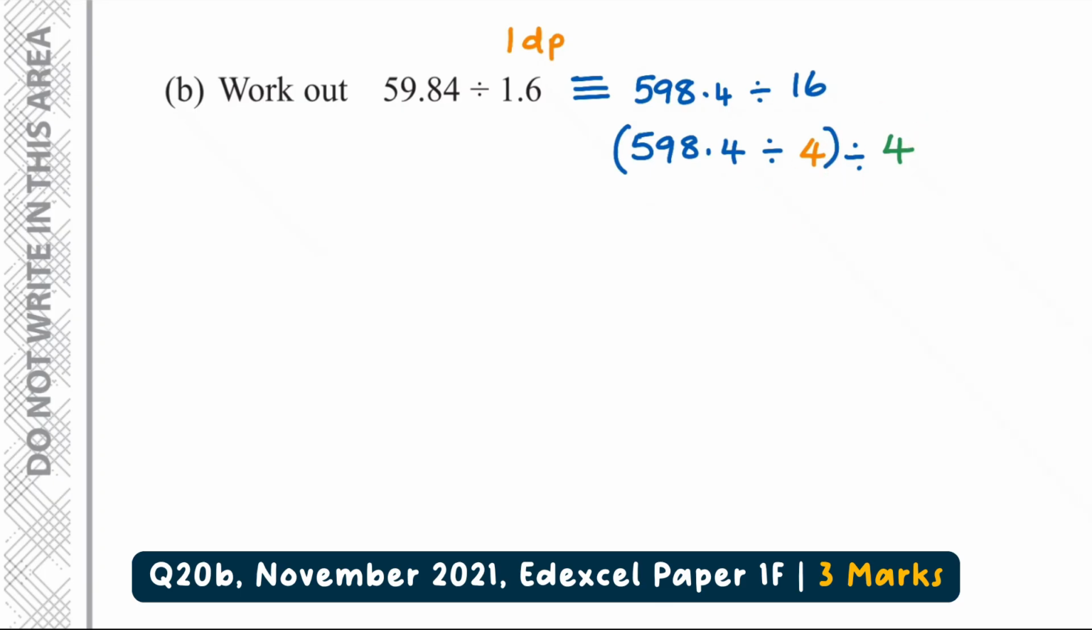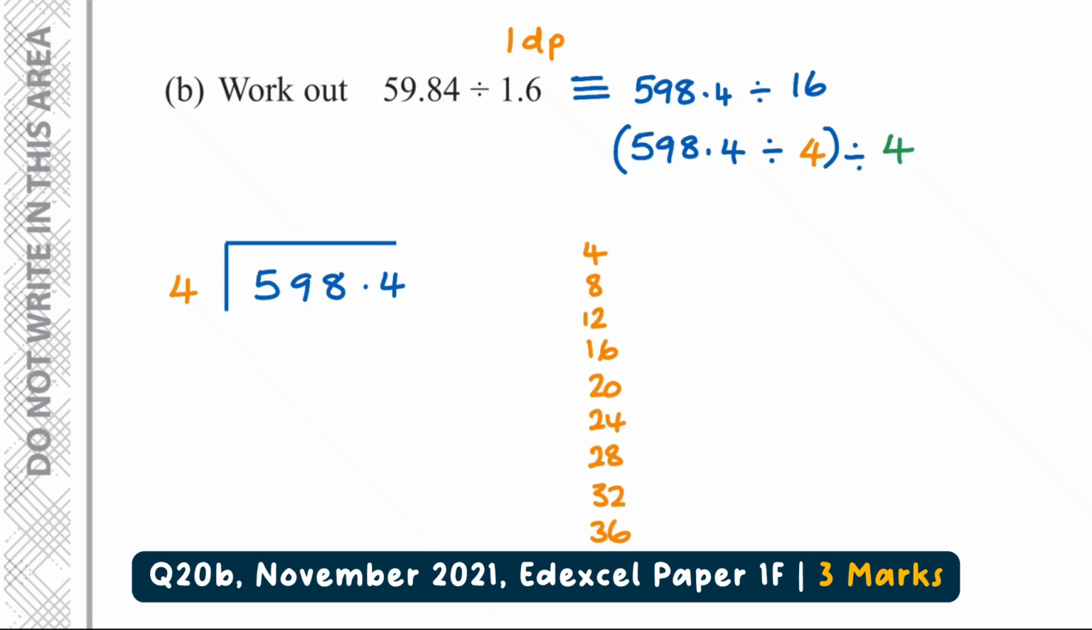To do my division, I'll be using bus stop. So here's my bus stop shed. My dividend goes inside the bus stop, and my divisor goes outside. Because we're dividing by 4, we need to list the first 9 multiples of 4, the first 9 numbers on the 4 times table. We're going to divide one digit at a time, starting from the left and moving towards the right.